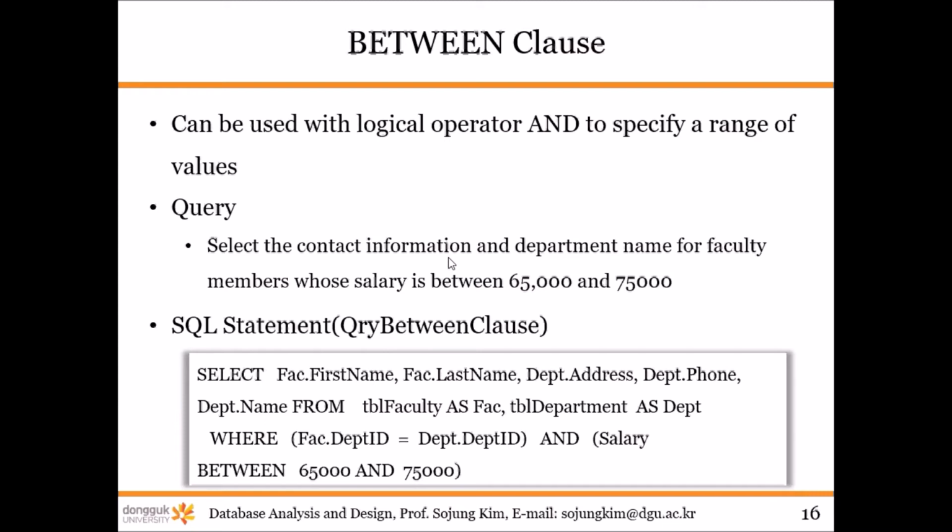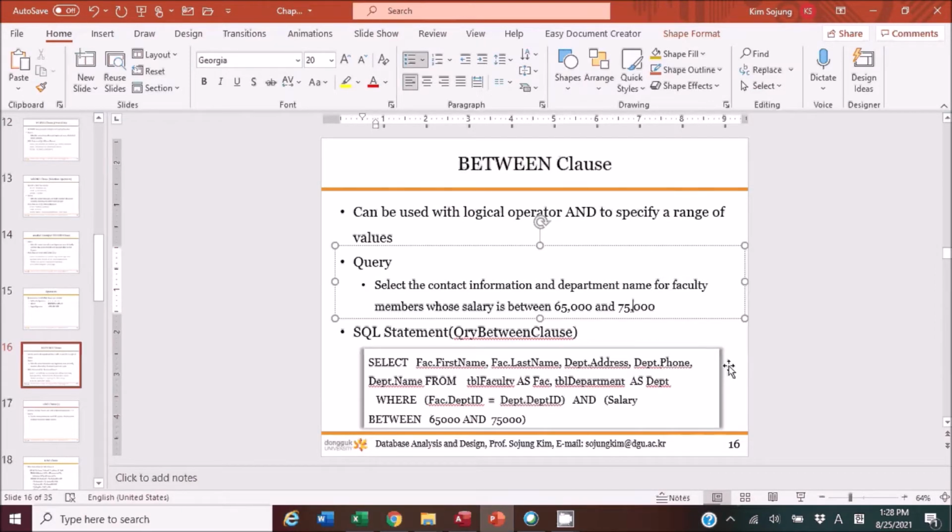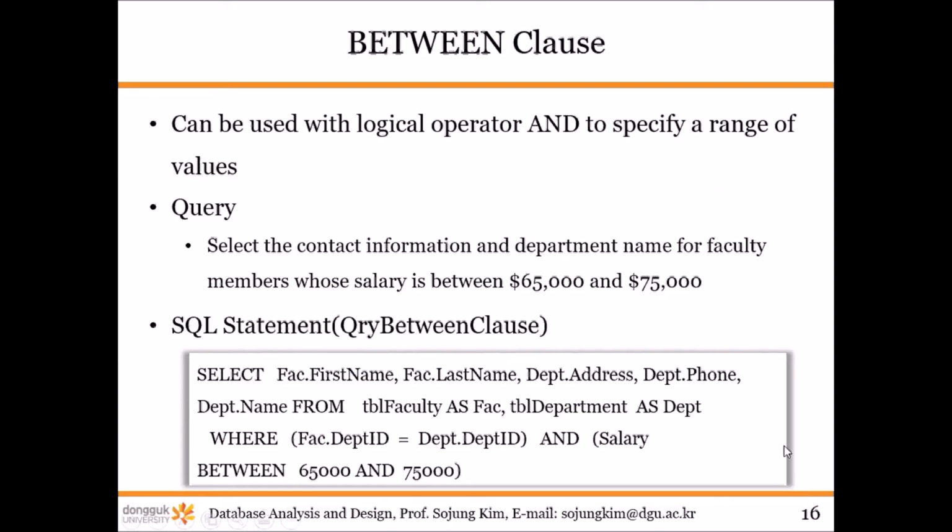And here we want to select the contact information and department name for faculty members whose salary is between 65,000 and 75,000. Yeah, I missed the comma here, so let me fix it a little bit. And also the dollar sign. You don't have to worry about the dollar sign, but it is money, so that's why I need to include the dollar sign here. So we will run this query actually. So let me go back to Access.